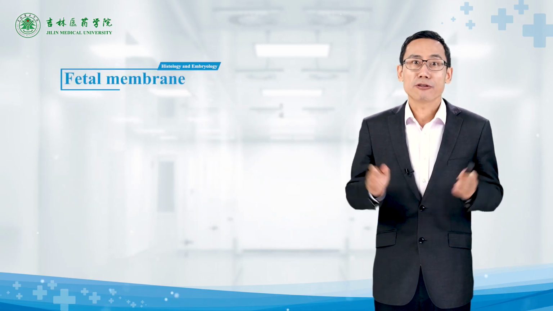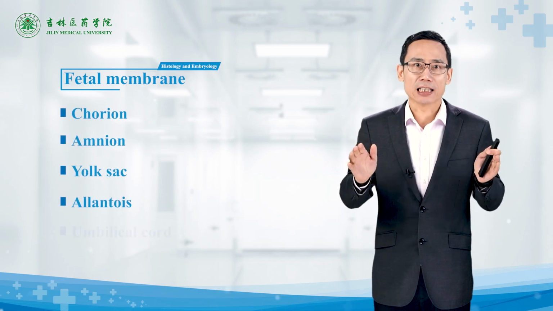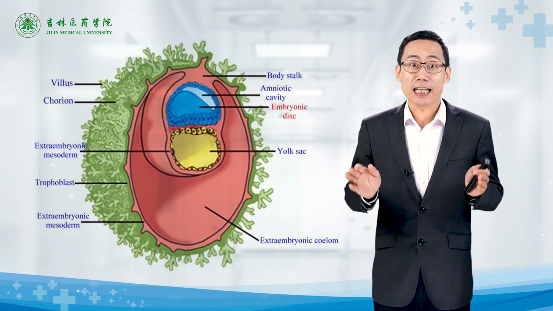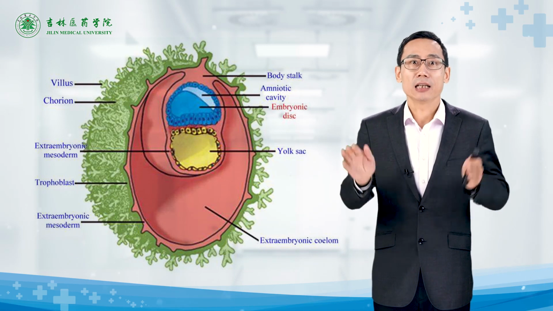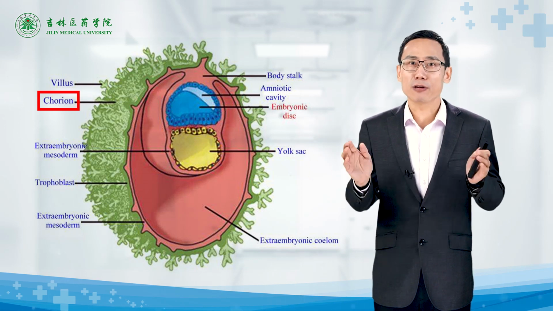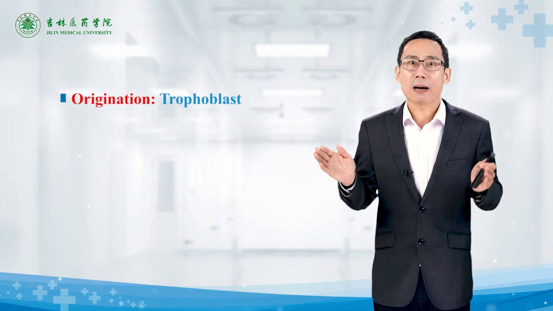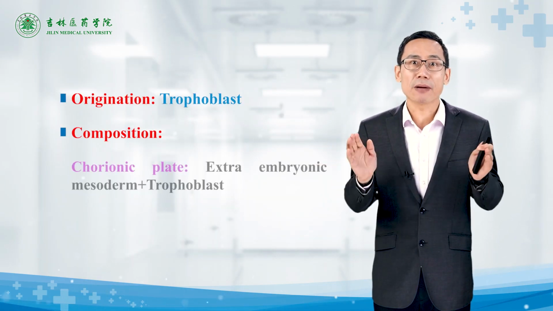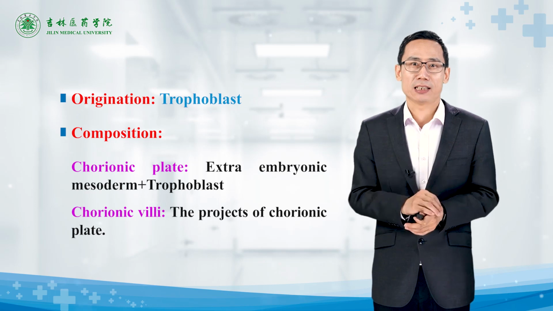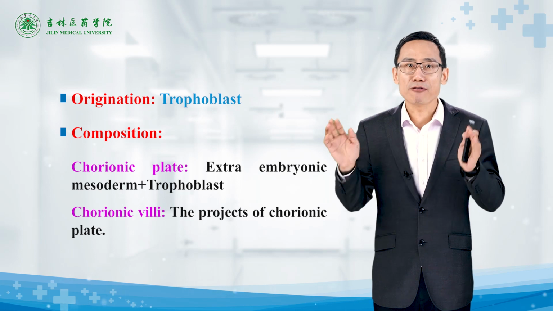Fetal membranes. Fetal membranes include chorion, amnion, yolk sac, allantoic sac, and umbilical cord. Look at this picture. You can see embryonic disc, amniotic sac, and yolk sac, and the green part is chorion. The chorion is composed of chorionic plate, chorionic stem, and chorionic villi. The trophoblast and extraembryonic mesoderm lining the inner surface of the trophoblast form the chorionic plate, based on which the various chorionic stems and villi are formed.